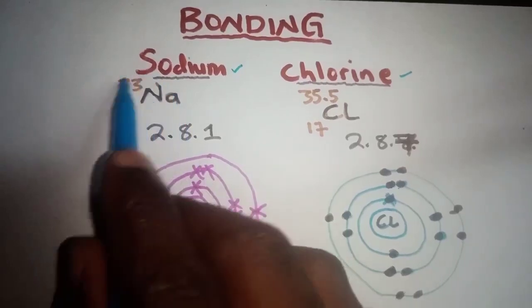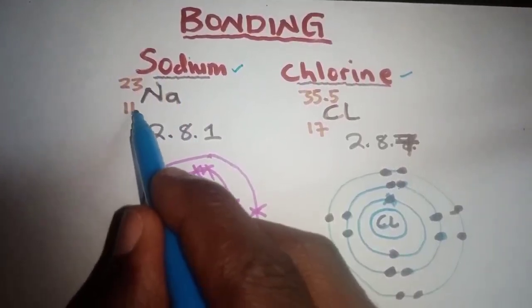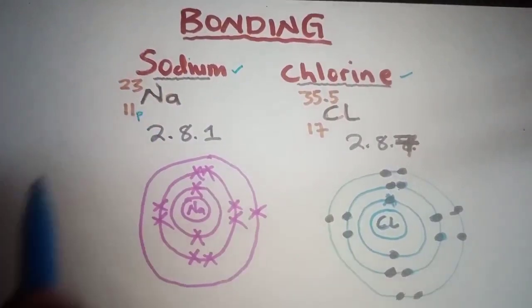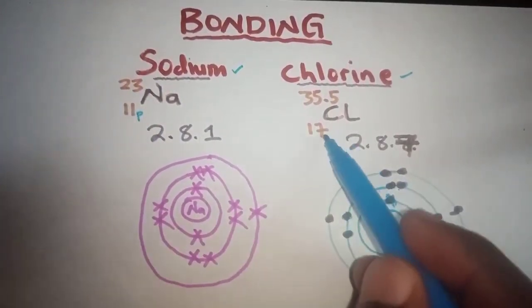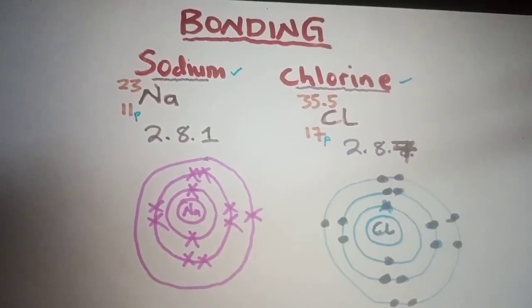So this is the sodium atom, with 11 protons, and this is the mass number. And this one has 17 protons. Remember, the number of protons is equal to the number of what? Electrons. It is equal to the number of electrons.